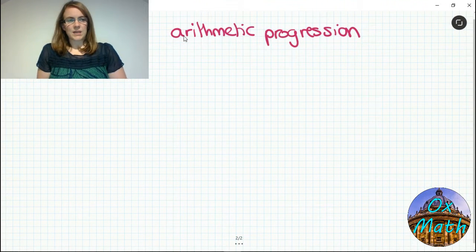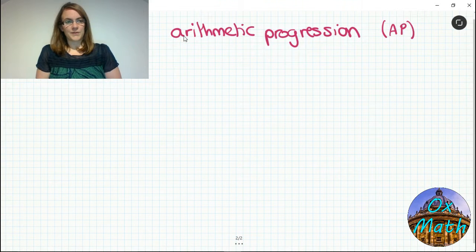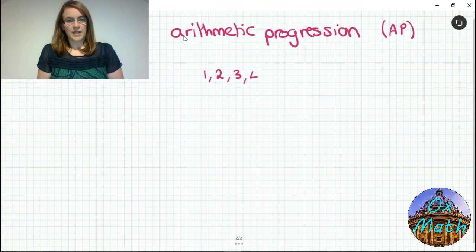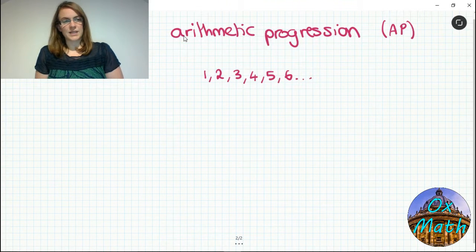An arithmetic sequence, or you might have heard it termed an arithmetic progression, or AP for short, is just a particular type of sequence. It's probably the simplest type of sequence that you can think of, in that it is just a sequence that goes up by the same amount each time. So for example, if I know my first terms are 1 and 2, to get from 1 to 2 you add 1, so I know I'm going to have to add 1 each time. So I would just continue adding 1 each time. So my sequence would be 1, 2, 3, 4, 5, 6, and so on.